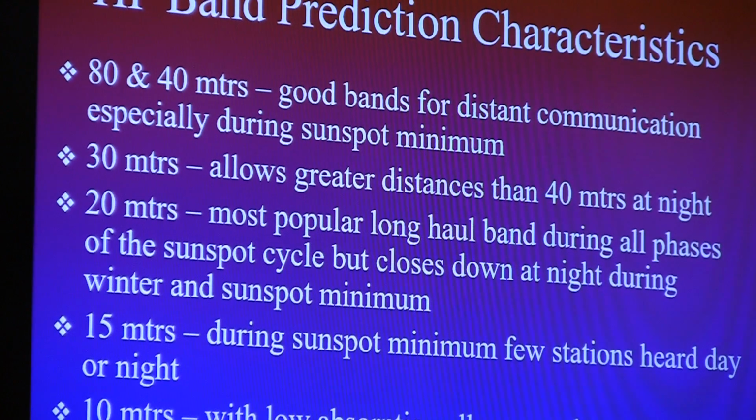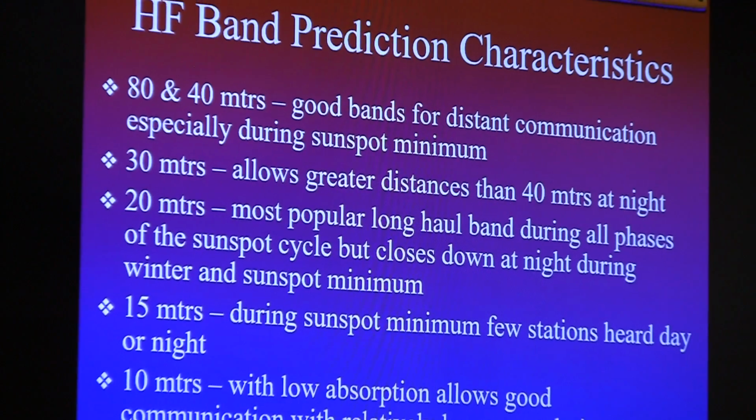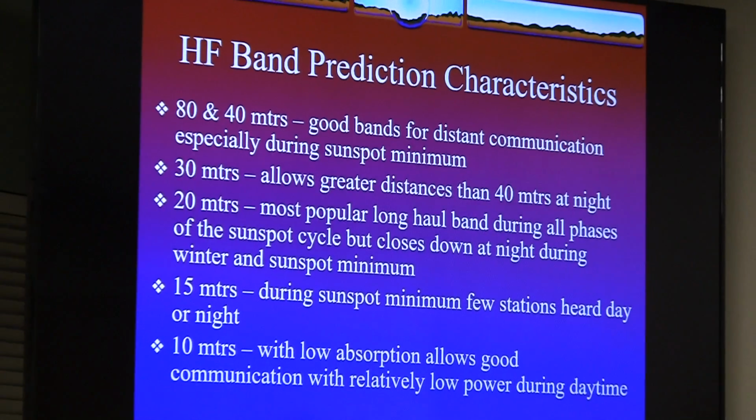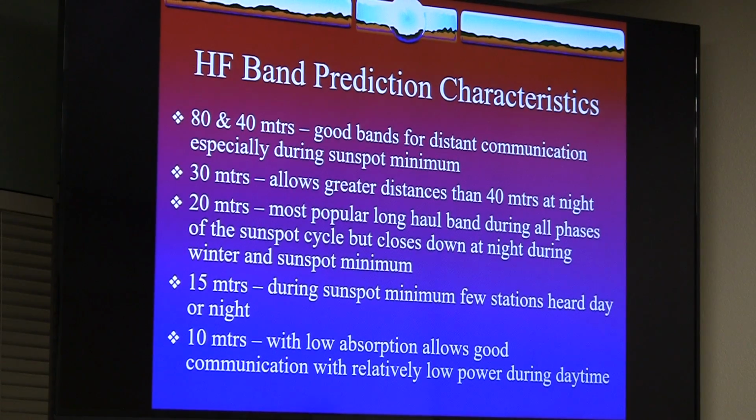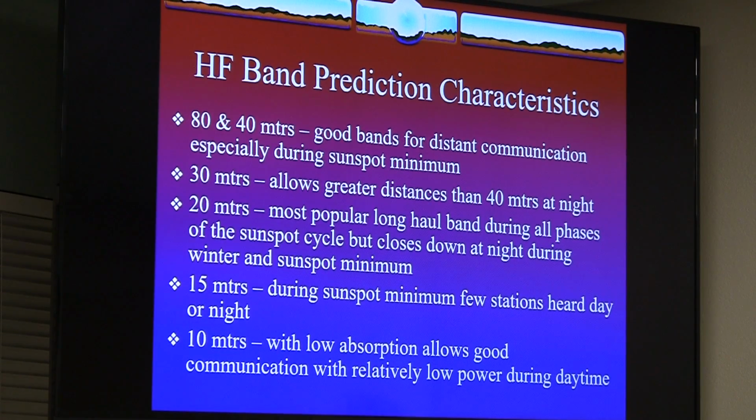And HF band prediction characteristics: 80 and 40 meters are good bands for distance communication, especially during sunspot medium. So they're in the middle there, they're not really low. So you're talking about 3.5 to 7 megahertz. There you go.